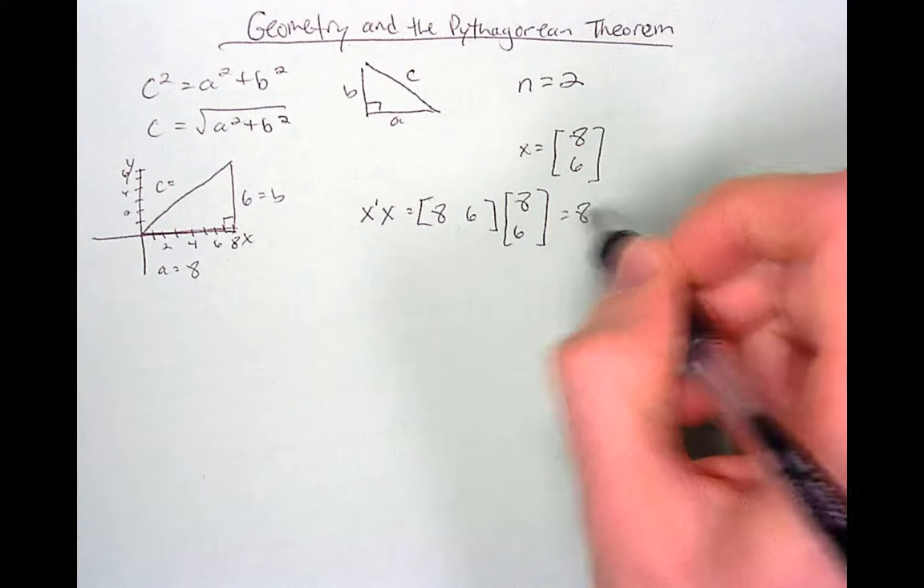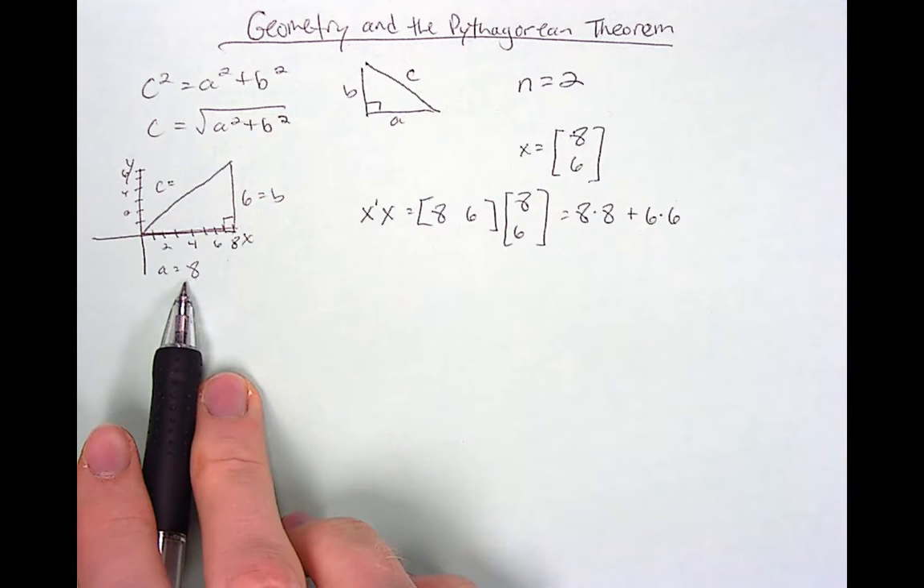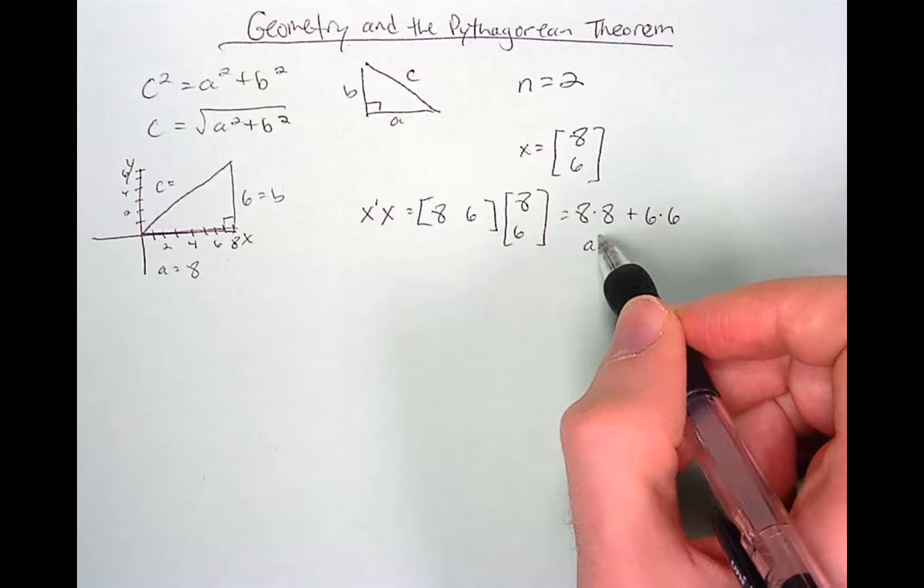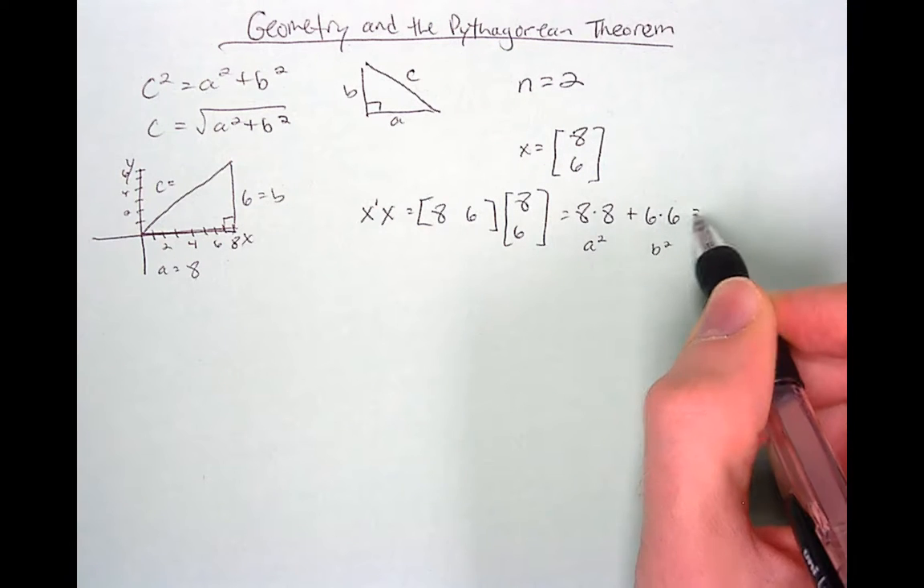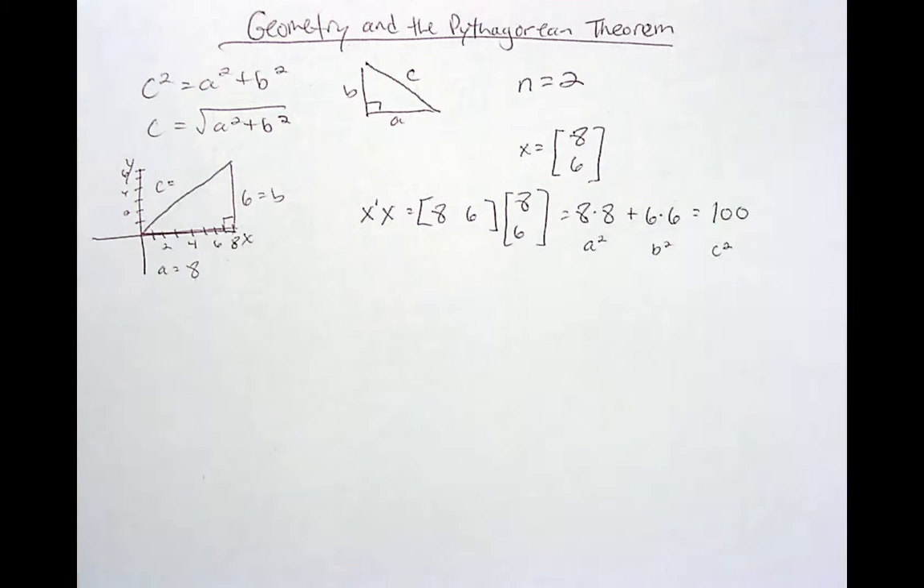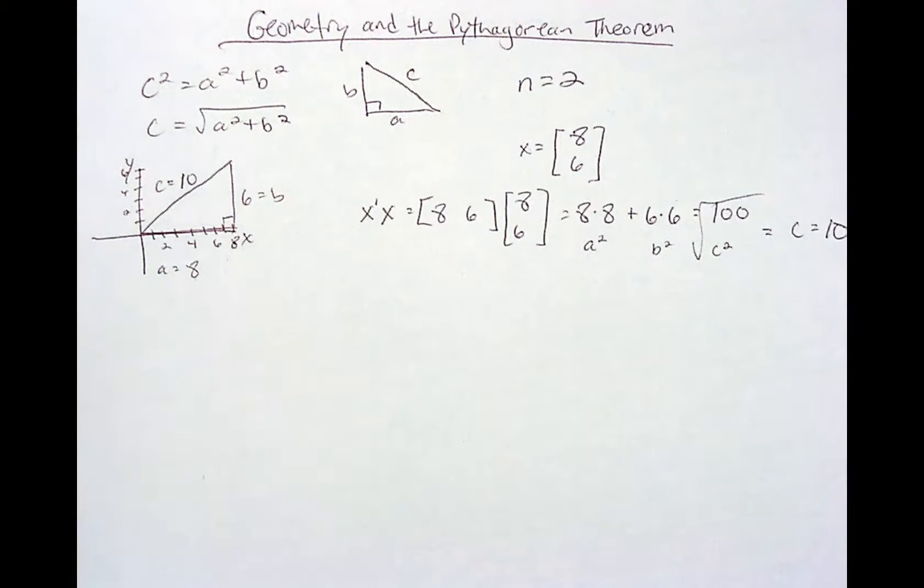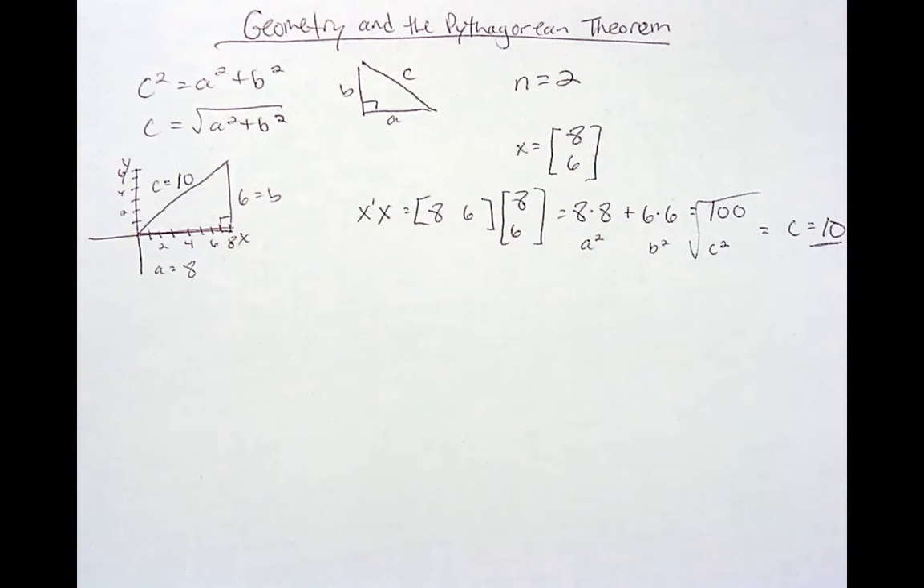This is going to equal 8 times 8 plus 6 times 6. And as you notice, this is actually a squared plus b squared, and it equals 100, which we know is c squared. So if we want to find c, we just take the square root of 100, and we get c equals 10. So the length of a vector, this length 10 that we found here, can be calculated by taking the square root of this sum of squares.